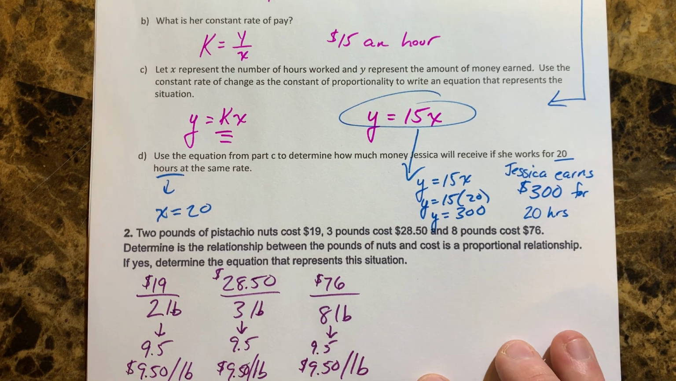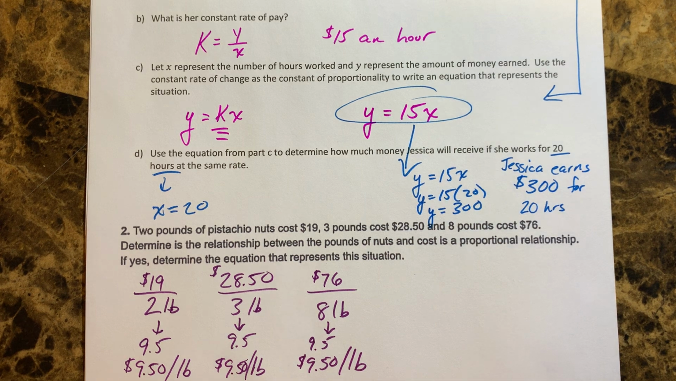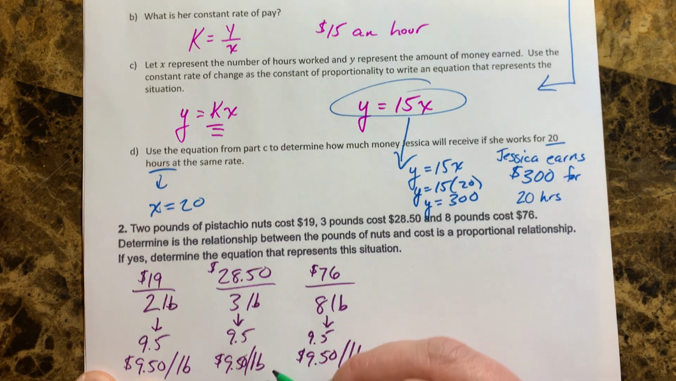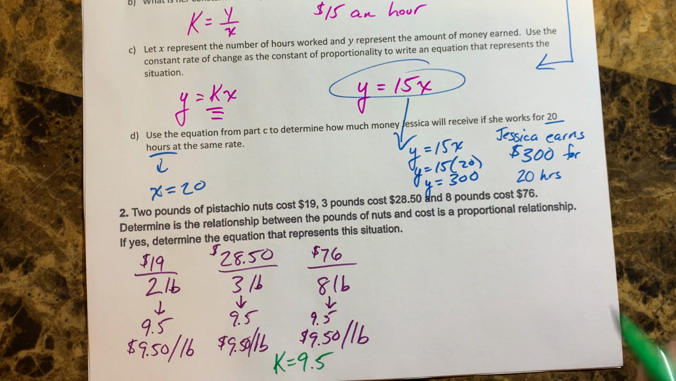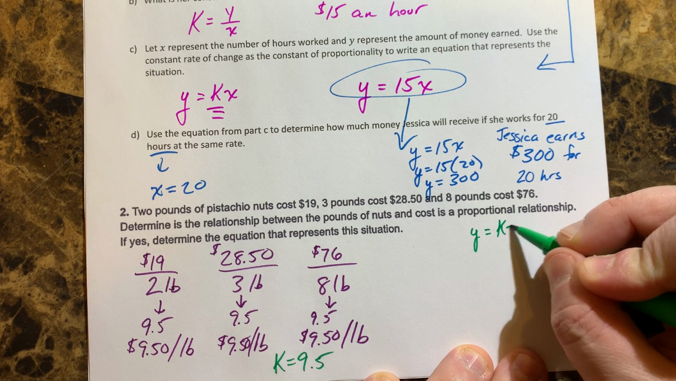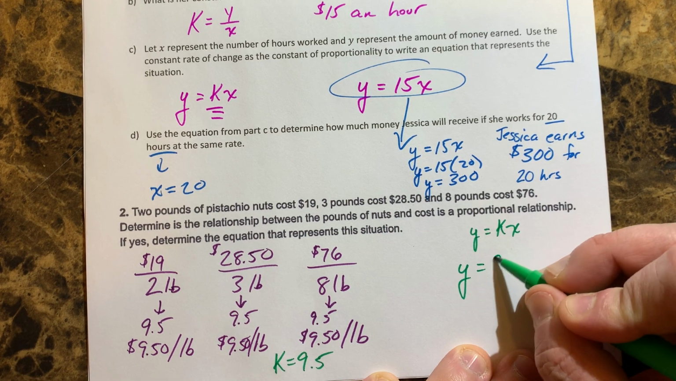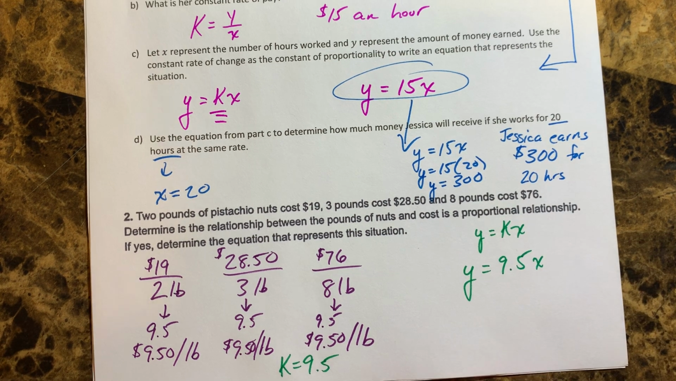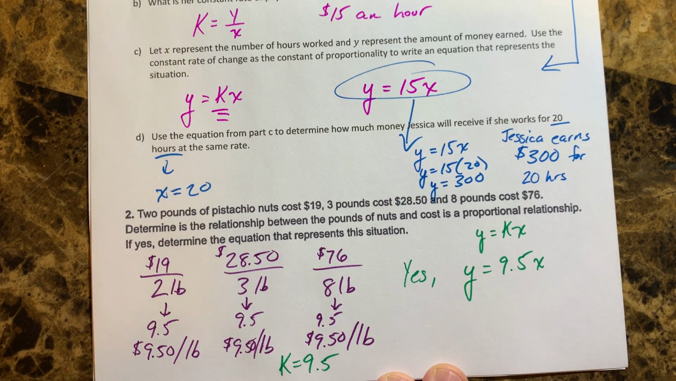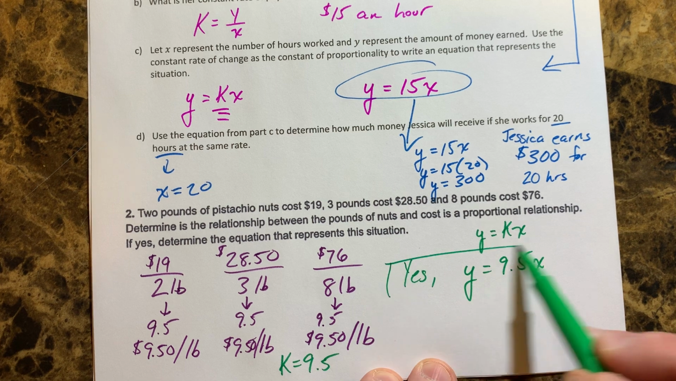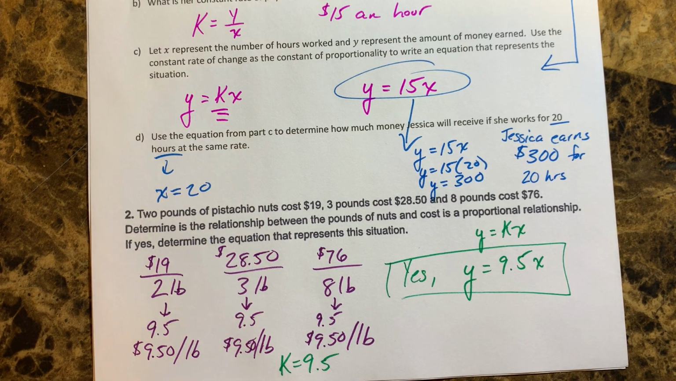So we do have enough information to go off of. We know that this is true, so we can go ahead and say K is equal to 9.5. So in y equals kx, we would write it as y equals 9.5x. So our answers to this are yes, because they had the same unit rate, and there's our equation that would go with it.